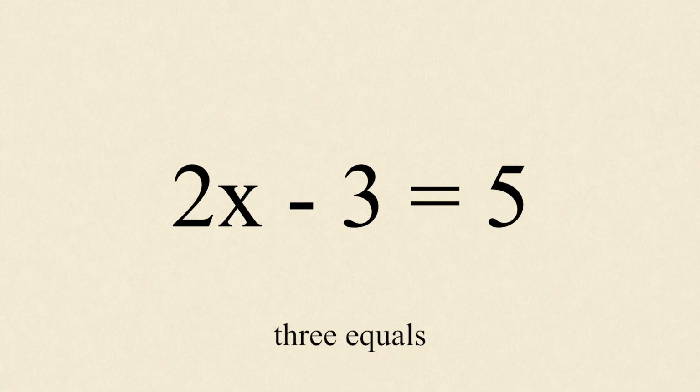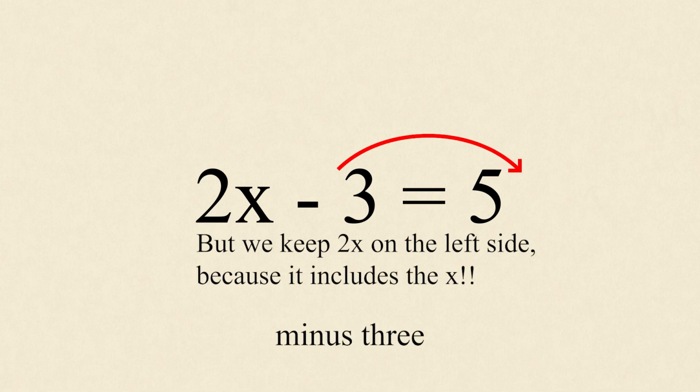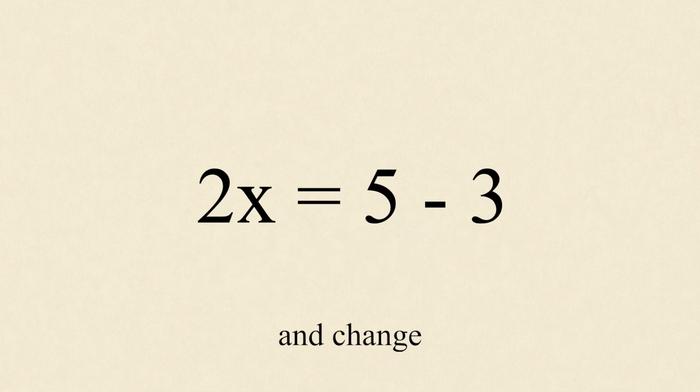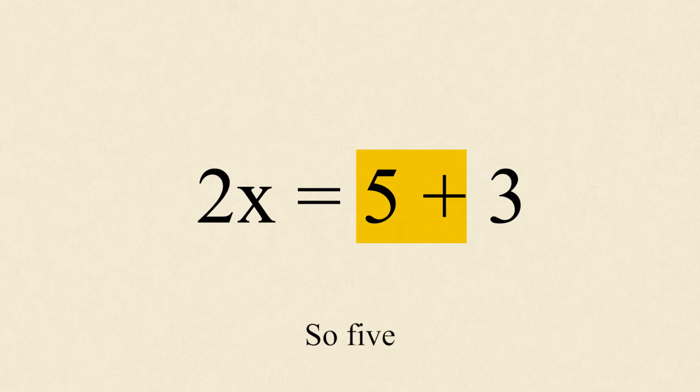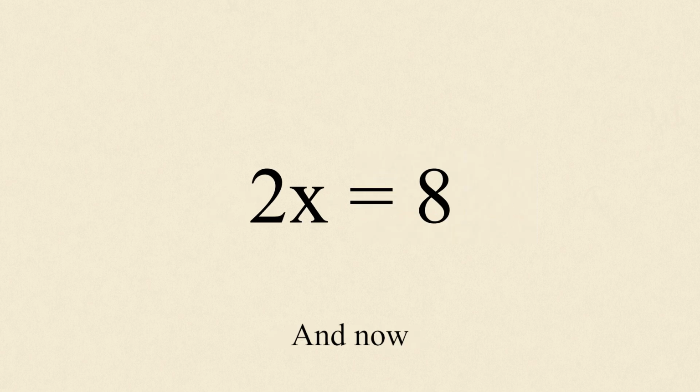Alright, let's look at the following example. 2x minus 3 equals 5. First, we move minus 3 to the right side of the equation and change its sign to the opposite. So 5 plus 3 equals 8. And now we have 2x equals 8.